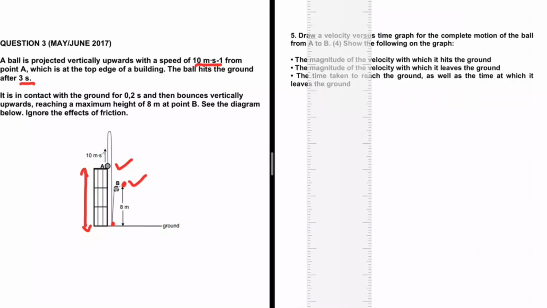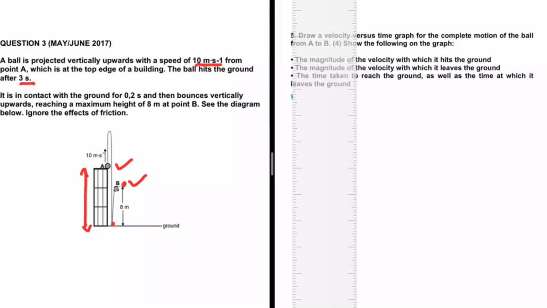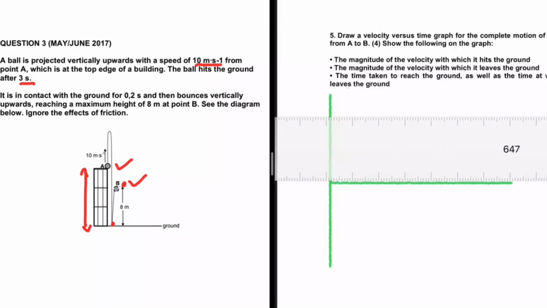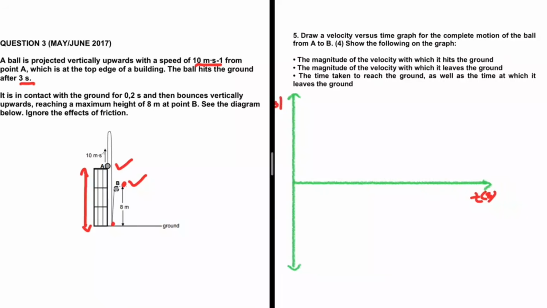We need our set of axes, obviously. So there we go. We have our y-axis and we have our x-axis. On our y-axis, we have the velocity, obviously, in meters per second. And on the x-axis, we have the time in seconds. So this is velocity in meters per second. Let's go ahead and fill out the x-axis. It hits the ground after 3 seconds. So let's say 1, 2, 3, 4, 5, 6.